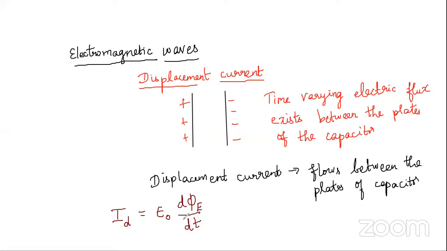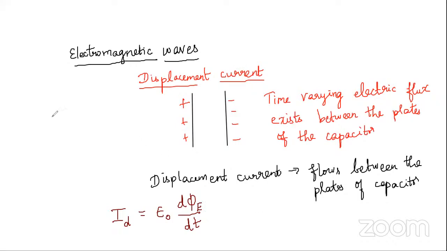Here, what is the meaning of epsilon naught? That is the permittivity of free space or vacuum. That means when the space between the plates is filled with air or vacuum, you have this value of permittivity, and phi e is the electric flux. The derivative of this electric flux with respect to time, multiplied by epsilon naught, gives you the displacement current. After proposing the definition of displacement current, Maxwell gave a different form of Ampere's law.